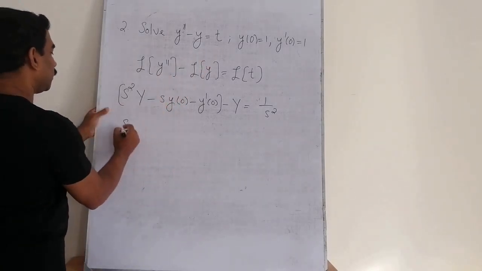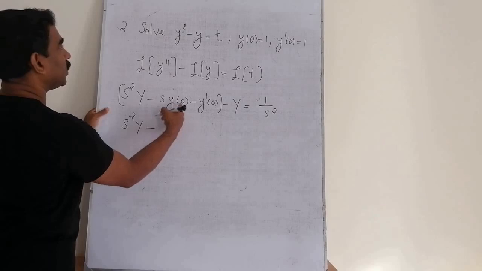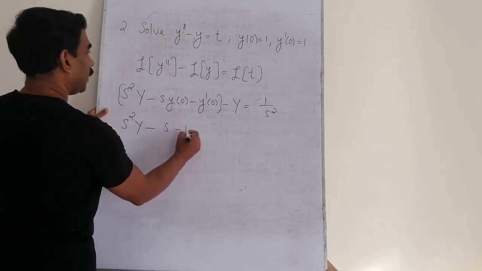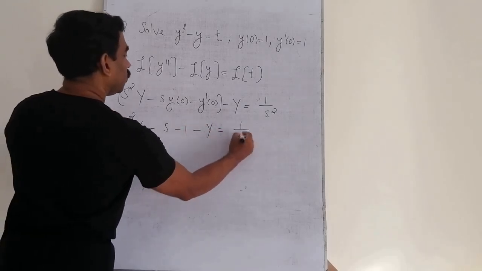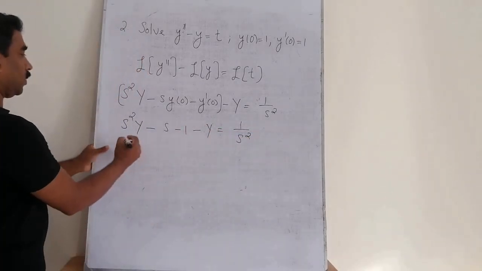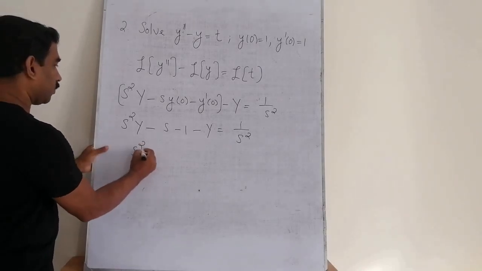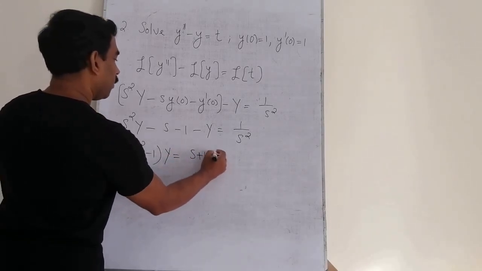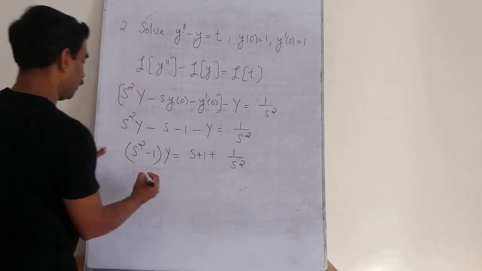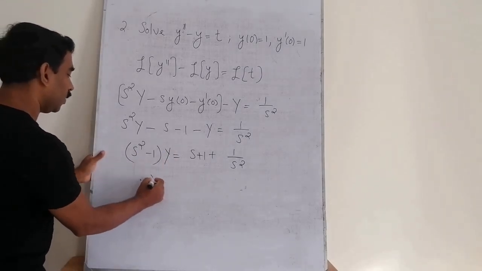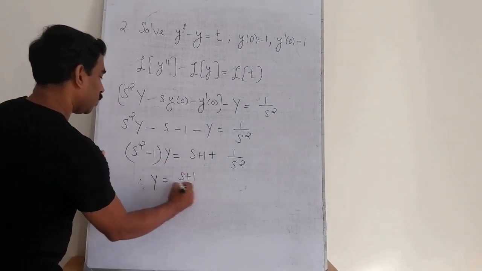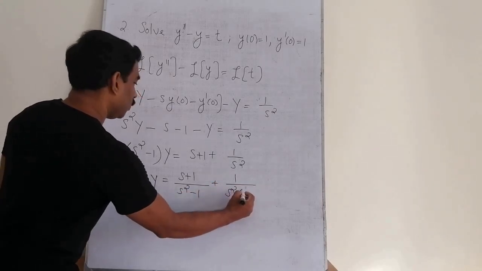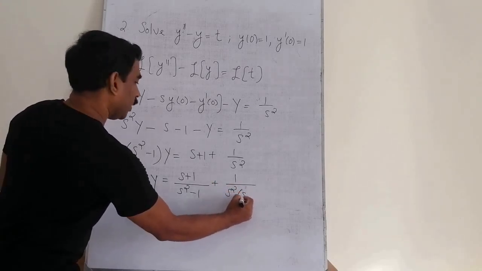Now applying the initial conditions, we have s square into capital Y minus s into y of 0, which is 1, that is minus s, and y dash 0 is also 1, minus 1, minus Y equal to 1 by s square. So s square minus 1 into capital Y is equal to s plus 1 plus 1 by s square. Solving for capital Y, capital Y is equal to s plus 1 divided by s square minus 1 plus 1 divided by s square into s square minus 1.